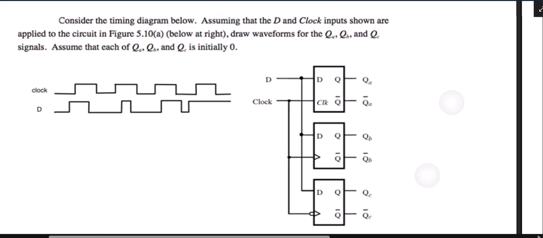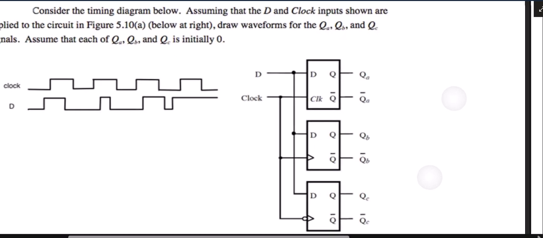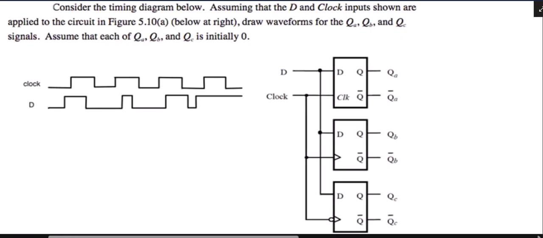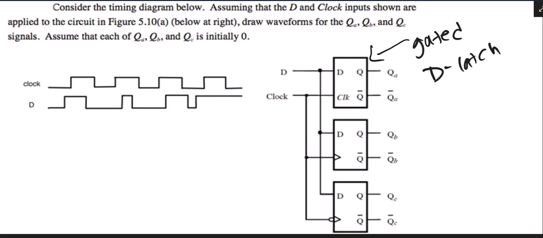So this one says, consider the timing diagram below, assuming that the D and clock inputs shown are as applied to the circuit below at the right. Draw waveforms for QA, QB, and QC. Now, this top one is a gated D latch. And I don't know if you remember how those work from 2741, but I'll show you. Those get to change the entire time the clock is 1.